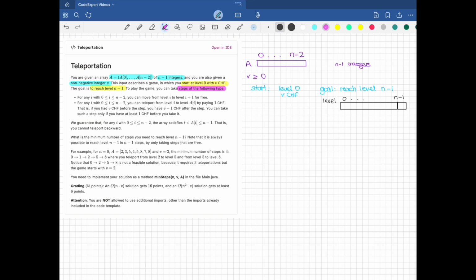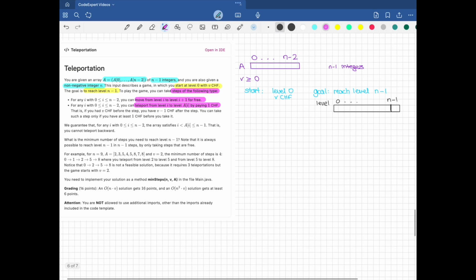For any I starting from 0 going till n minus 2, you can move from level I to level I plus 1 for free, or you can teleport from level I to level A of I by paying 1 francs. That is, if you had V francs before the step, you have V minus 1 francs after the step. You can take such a step only if you have at least 1 francs before you take it. Okay.